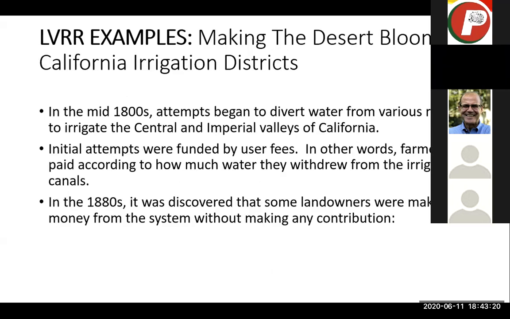Here's another example, again from the 1800s in California. Much of California is a desert, and yet today it provides an enormous amount of vegetables and fruits that we consume. And this was all made possible because in the mid-1800s, people began to divert water from various rivers to irrigate both the central and imperial valleys of California. Now, the initial attempts were funded by user fees. In other words, they metered how many gallons of water farmers along the irrigation canals would withdraw from the canal, and people paid according to that.